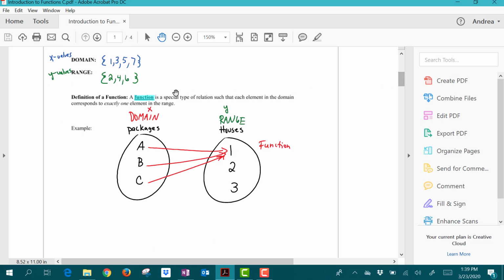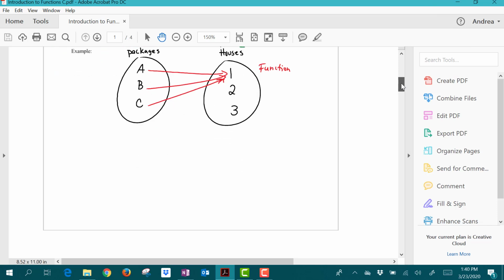We talked about the idea that a function is a special type of relation such that each element in the domain corresponds to exactly one element in the range. And if you remember, the silly example we used was packages to houses. So every package must only be able to go to one house at a time. Now that doesn't mean that each package can't go to the same house. But the idea here is that every x can only point to one y. Every arrow that I draw, we can only have one line coming from every x and pointing to the y's.